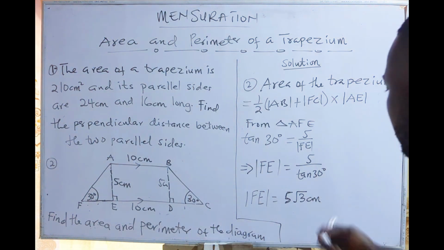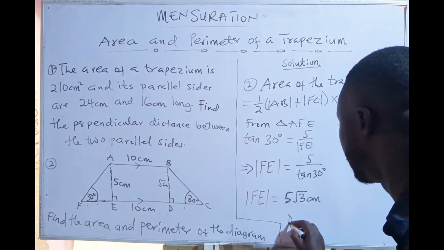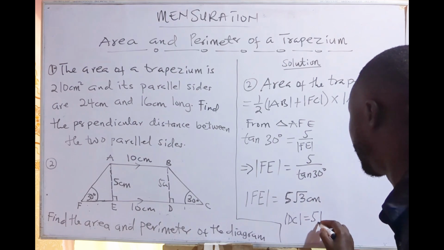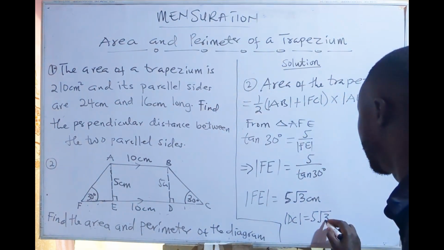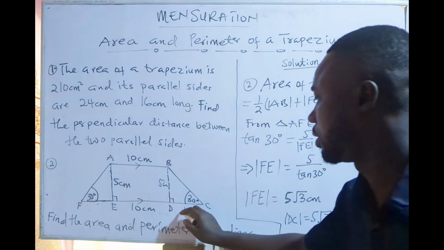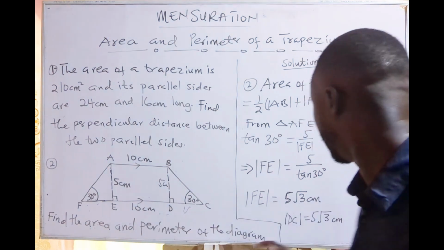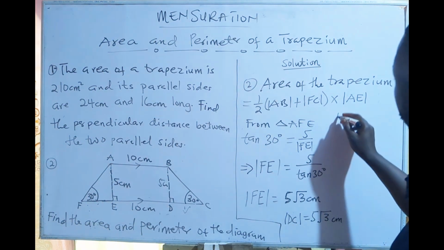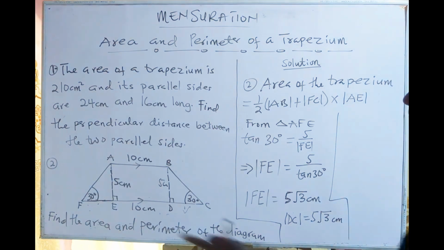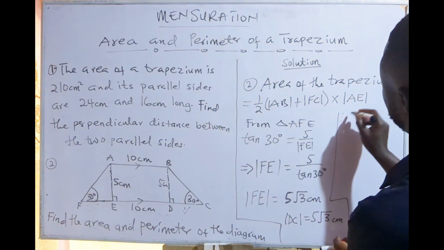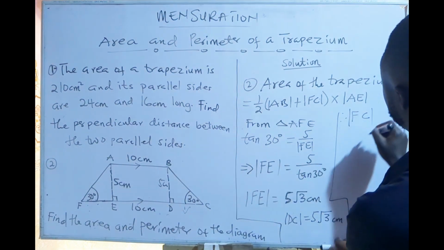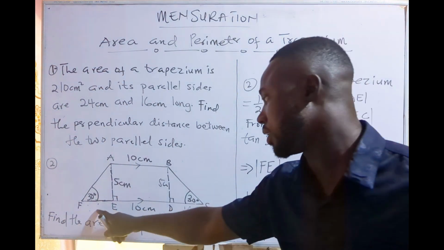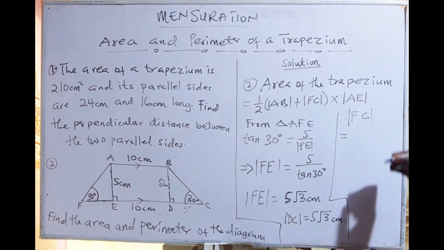It means that our DC will also be 5 root 3 centimeters. So this side is the same as this side, so DC will also be the same thing. Now let me find the FC. Therefore, my length FC is going to be 5 root 3 plus 10 plus 5 root 3.